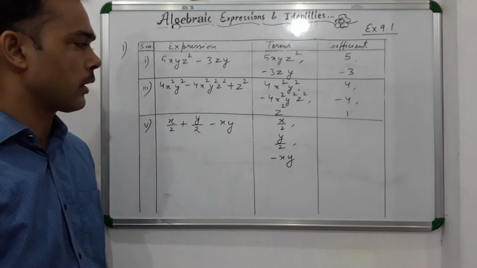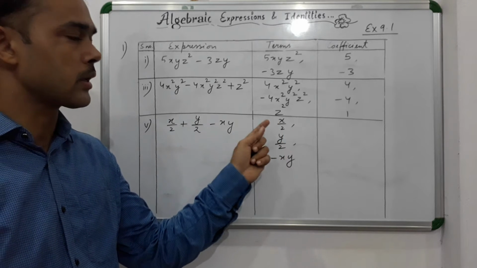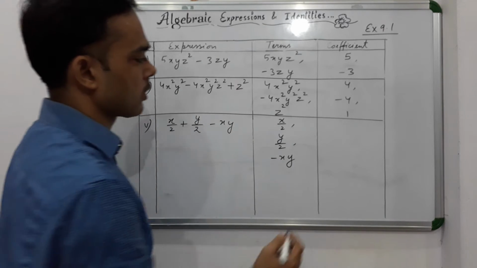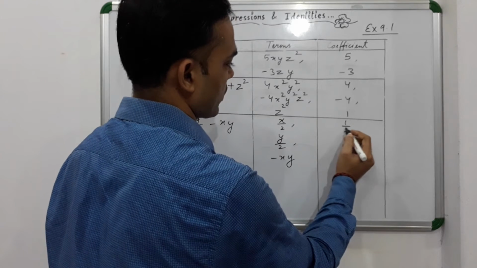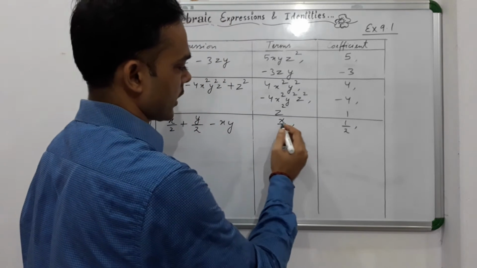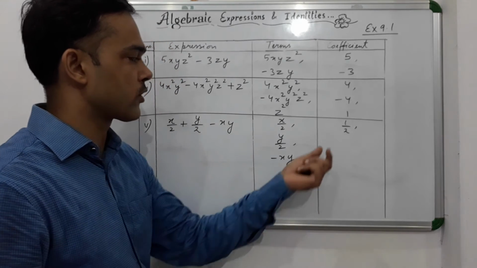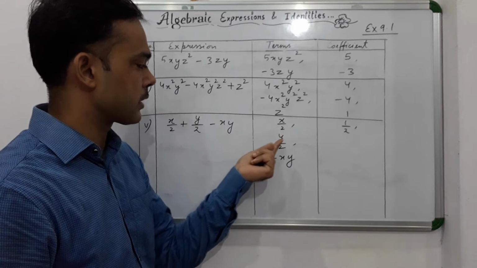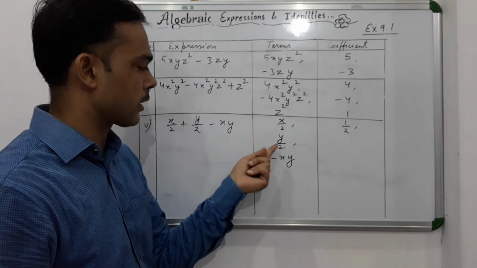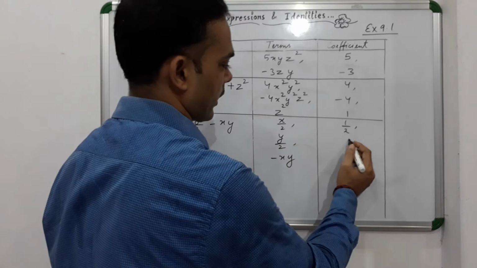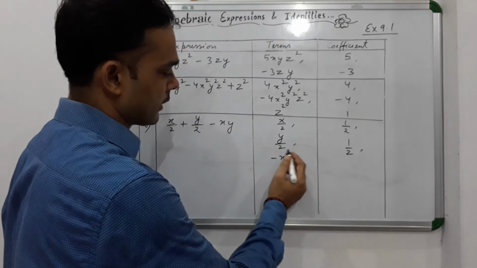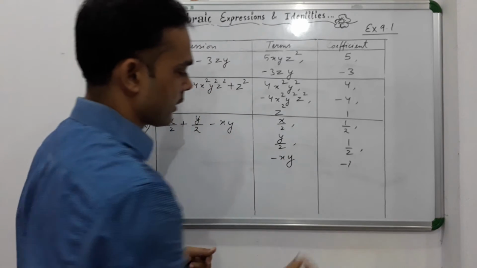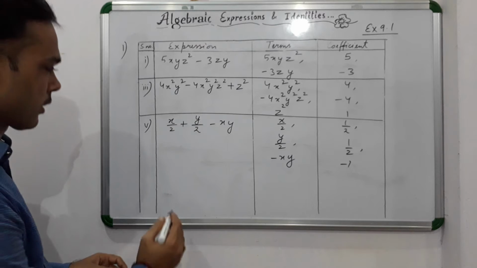Now if it is x by 2, it means it is 1 by 2 into x. That is why the numerical value over here is 1 by 2. Constant is 1 by 2, x is variable. So the coefficient of this x by 2 will be 1 by 2. Of this, the variable is y, and apart from this y, what is over here is 1 by 2 again. Then in this one, x and y are the variables and minus 1 is the constant.